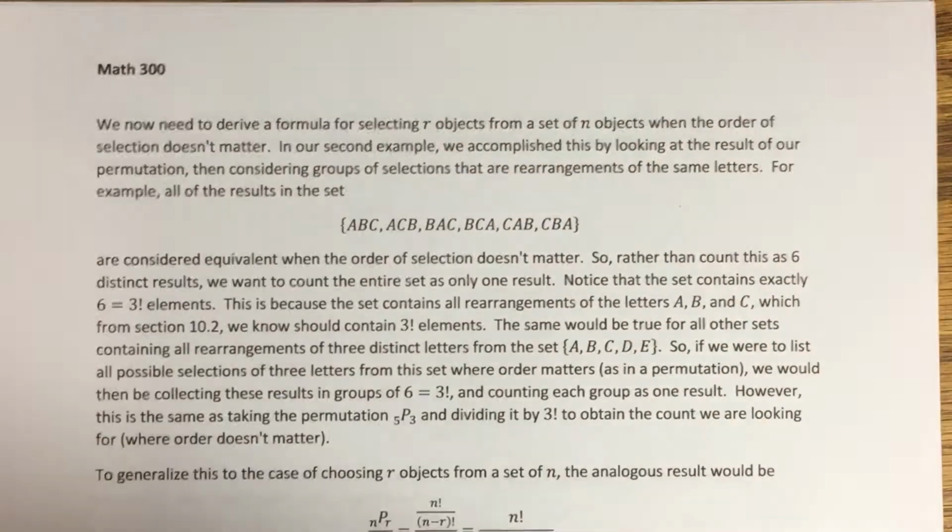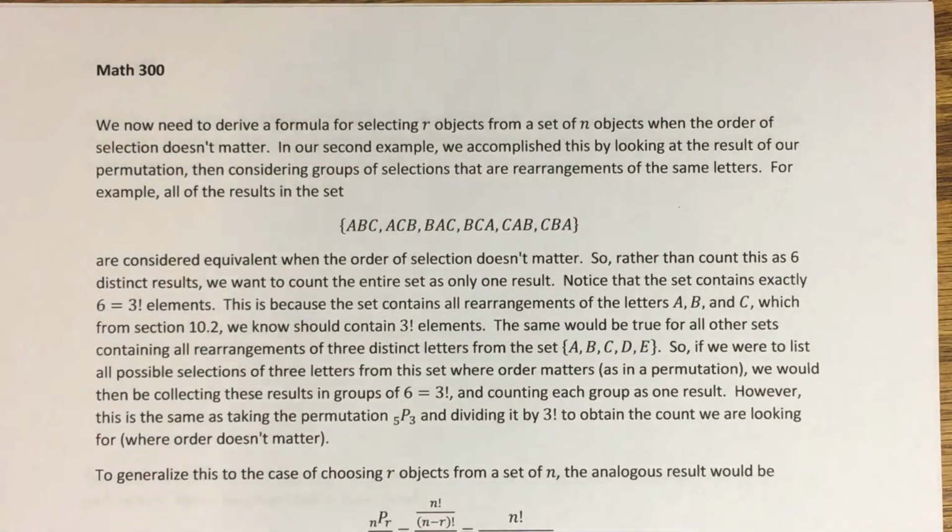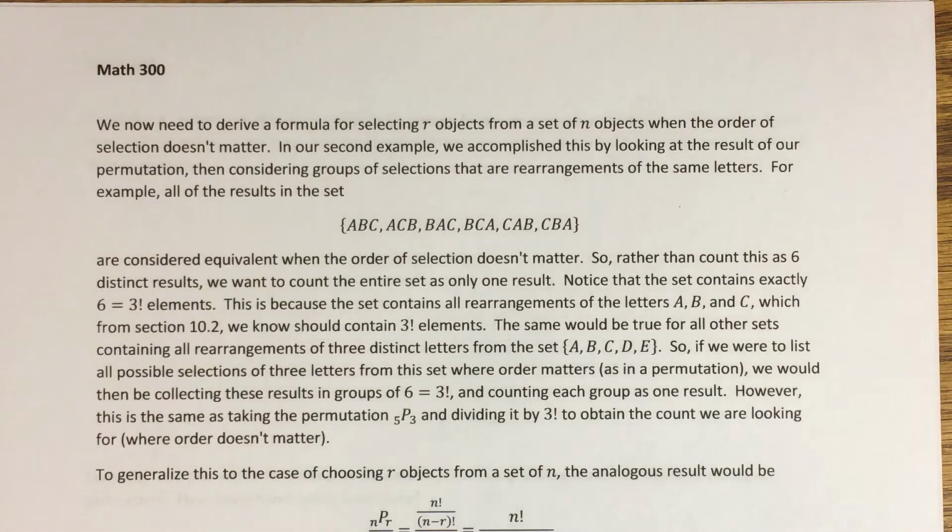Okay, so in the previous video, we spent time developing the idea of a permutation and came up with a formula for it, used it in a couple of different examples. And remember, the point of a permutation is in cases where we are given a set of n objects and we want to choose from that r objects. So we're choosing a certain number of objects from a potentially larger set.